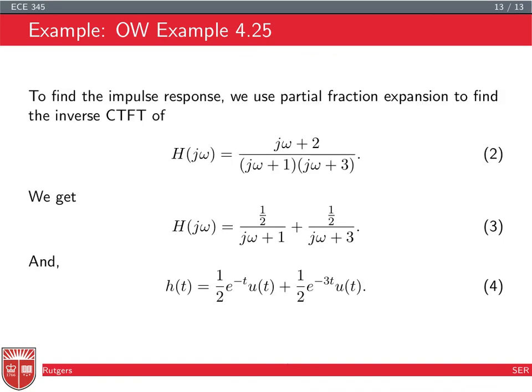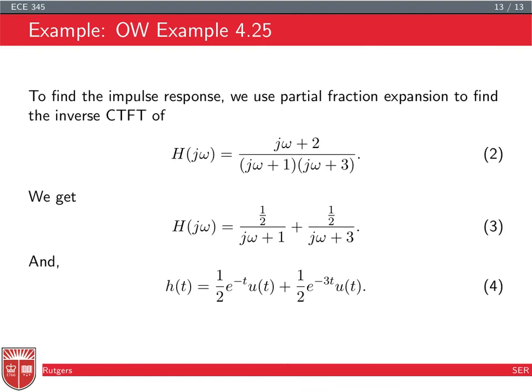To find the inverse CTFT of this formula, first, in the denominator we had a second degree or quadratic equation. So we find its roots, and then we can write it as (j omega plus 1) times (j omega plus 3), and now we can do a partial fraction expansion. So we can write H of j omega as (1/2) over (j omega plus 1) plus (1/2) over (j omega plus 3).